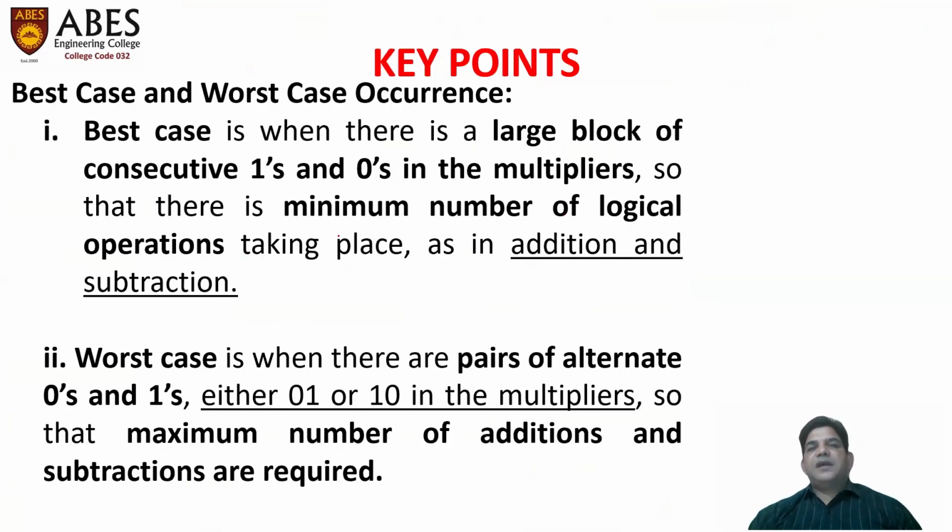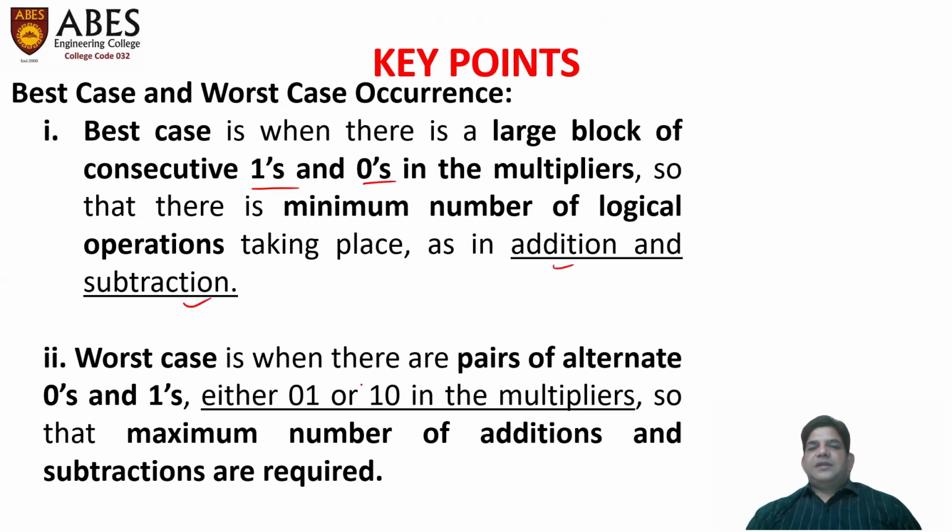The best case is when there is a large block of consecutive ones and zeros, because in this case we only have to perform the arithmetic shift right and do not change the partial product in the multiplier. So there is a minimum number of logical operations, such as addition and subtraction.